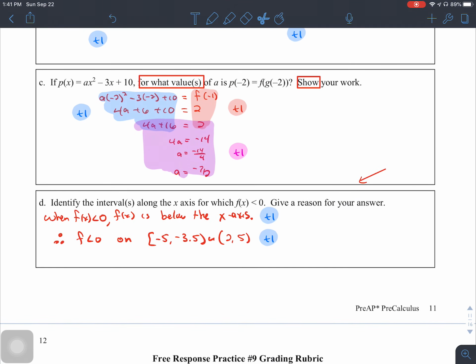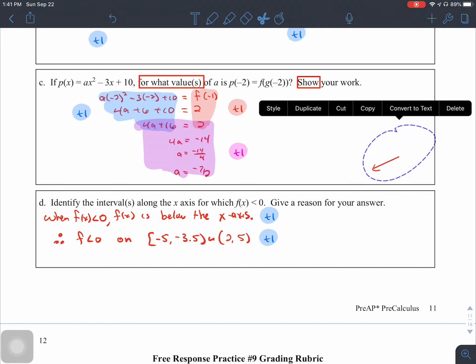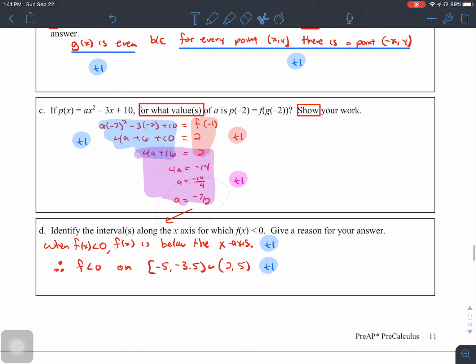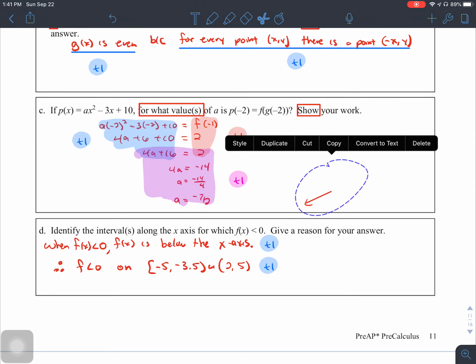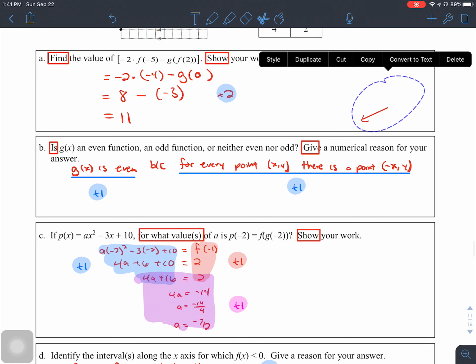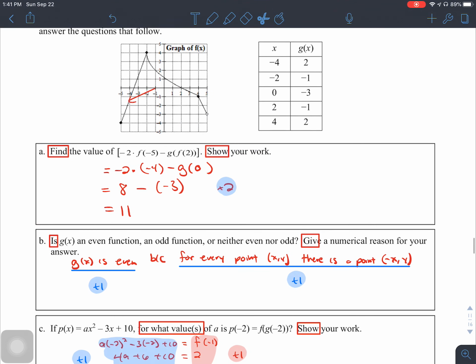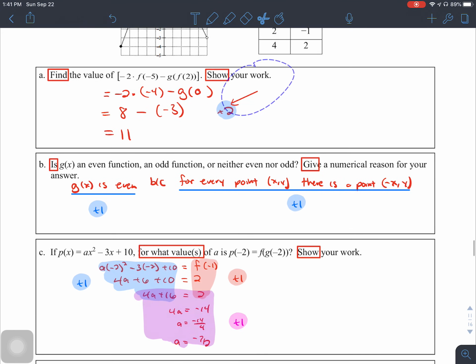Part D, identify the interval along the x-axis, it's always along the x-axis by the way, for which f of x is less than 0. Give a reason for your answer. Let me give you the reason first, then we'll look at the graph. When f of x is less than 0, f of x is below the x-axis. So if we look up here, it's below the x-axis at -5 until we get to -3.5 non-inclusive, and then to the right of 2 to 5 non-inclusive because it's an open circle.